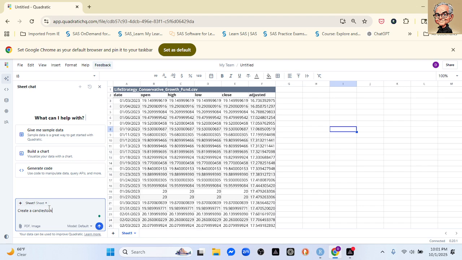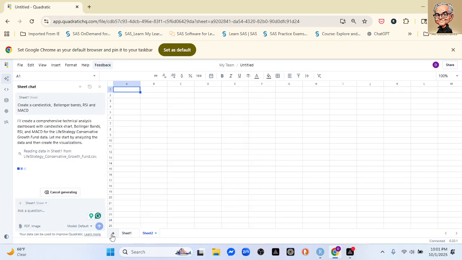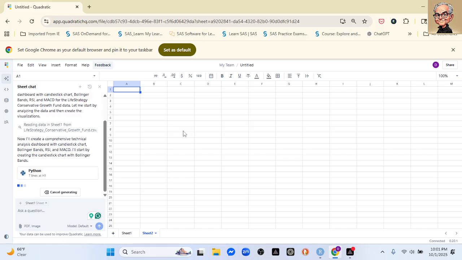That's how to create a candlestick plot. Is it Bollinger or Bellinger? So we're going to create four plots: a candlestick plot, a Bollinger Band plot, an RSI plot, and an MACD plot, okay? Let's do this. Let's have it created over here on a new page.